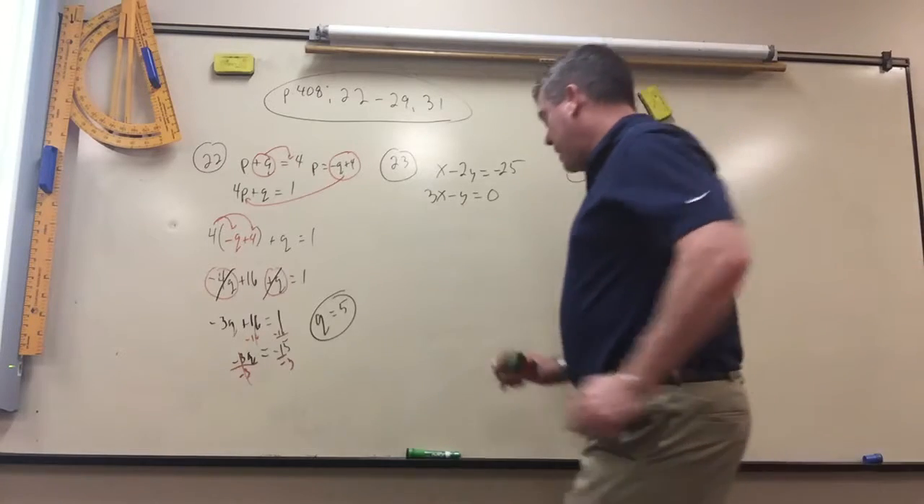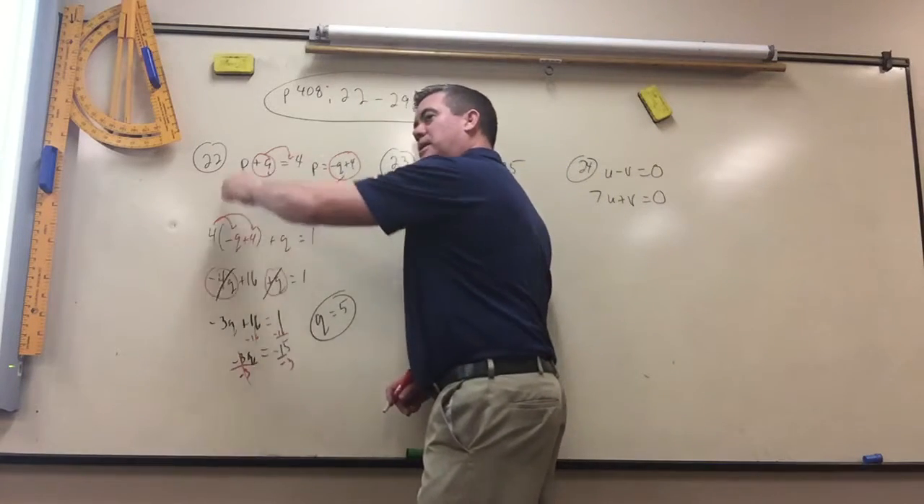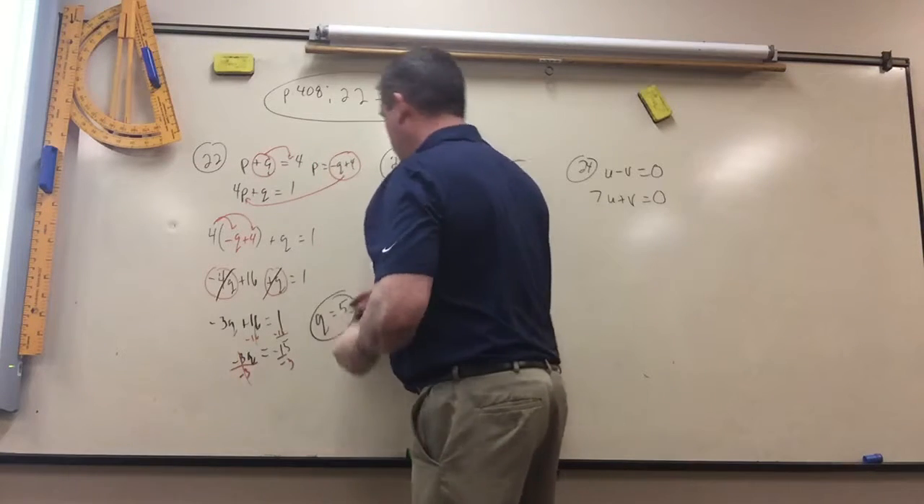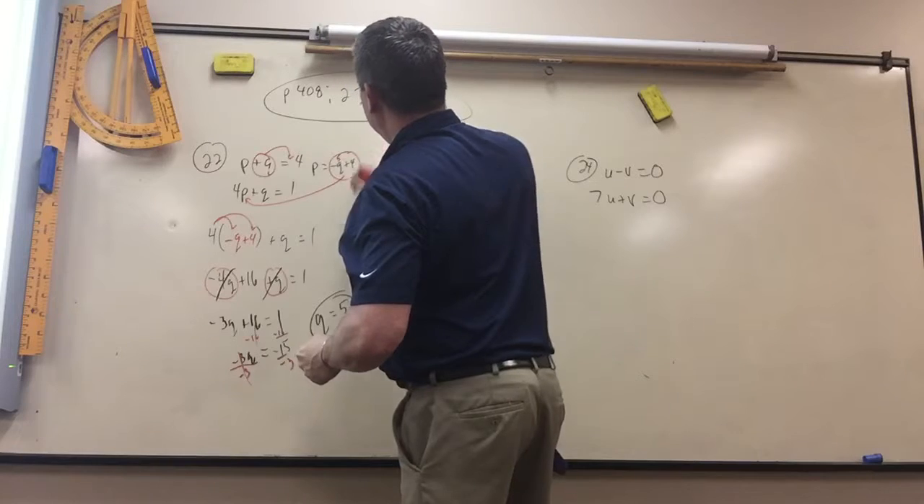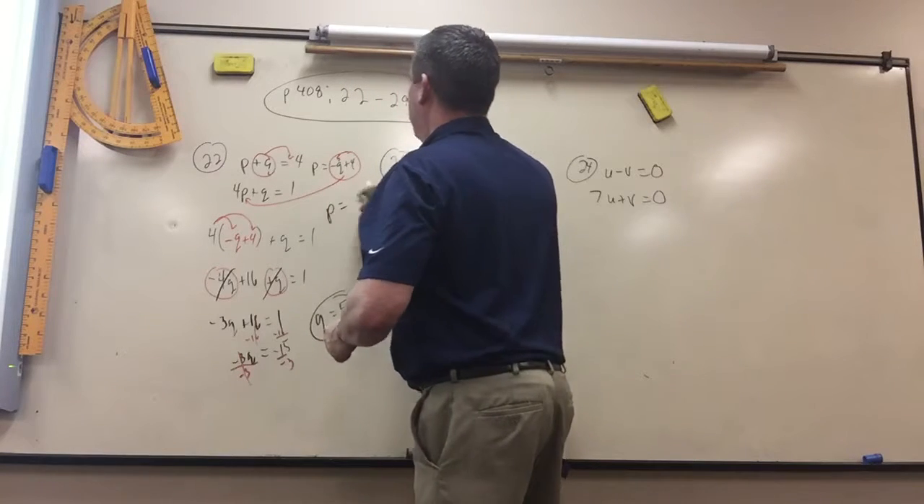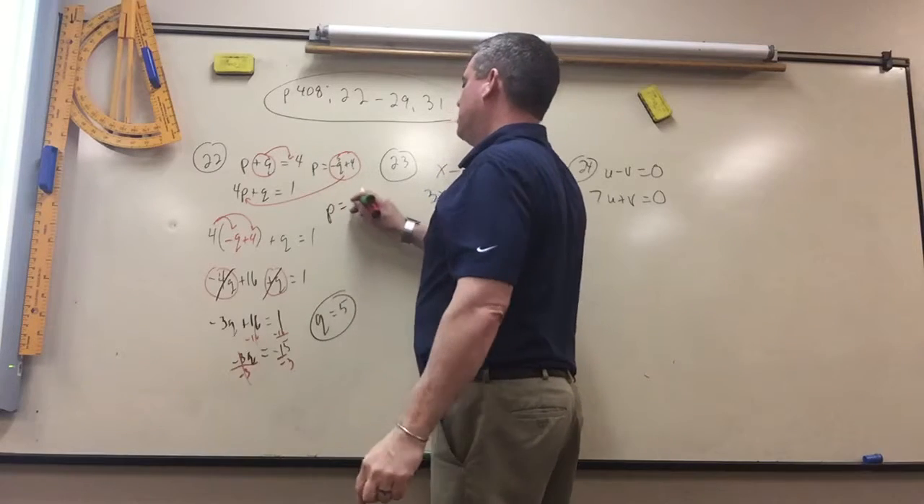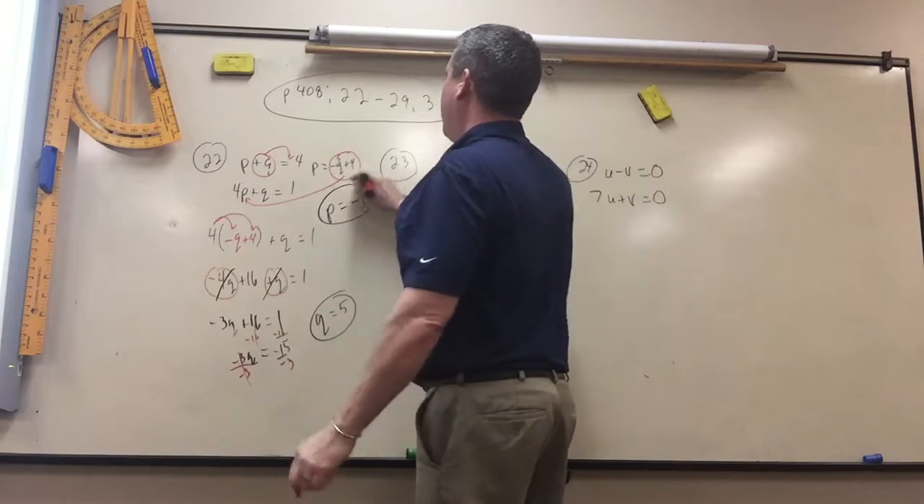So since q is 5, again, you can put it in any one of these, but the one that we simplified is the quickest. I just got to put a 5 in there for the q. So p equals negative 5 plus 4, which is negative 1.